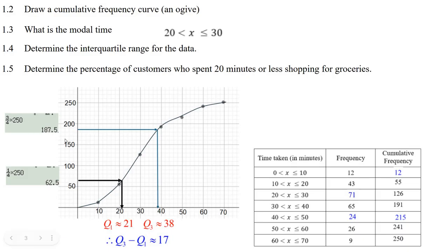And then 3/4 of 250 is about 12 from the top there. That's 187.5. Go to about 188. Go over and go down. I got something reasonably close to 38. And when I subtracted them, I got the interquartile range of 17.